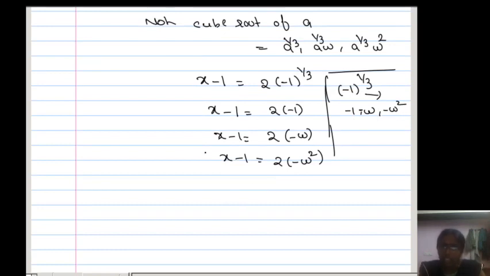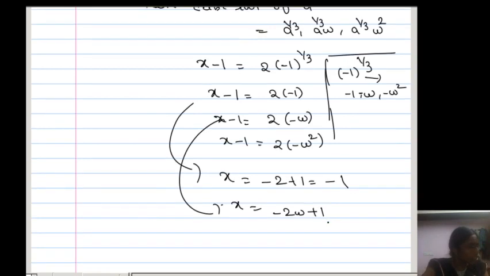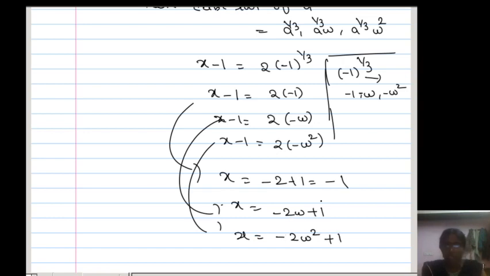If you simplify this, you will get the x value. x is equal to minus 2 plus 1, nothing but minus 1. Similarly, x is equal to minus 2 omega plus 1. Next, x is equal to minus 2 omega power 2 plus 1. So 1 minus 2 omega, 1 minus 2 omega power 2 and minus 1. These are our x values.